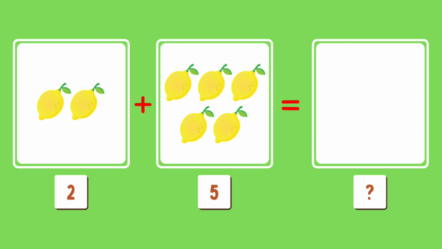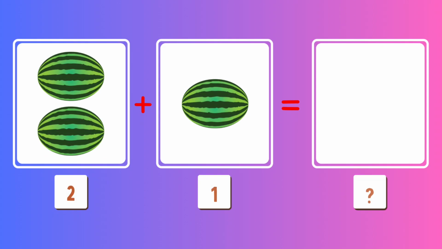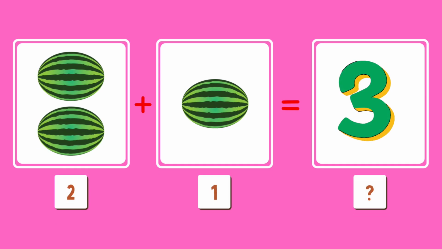How many lemons can you see? Louder, yes, 7. How many watermelons can you see? You got it right, 3.